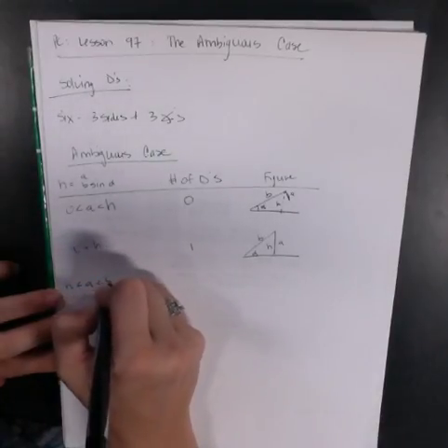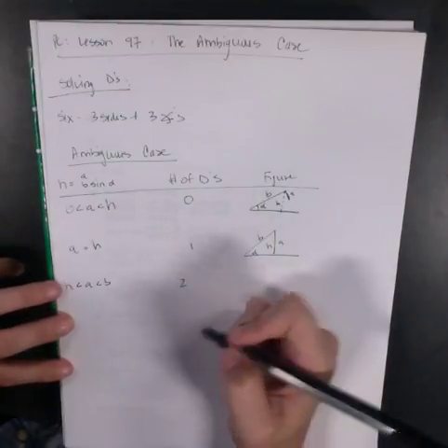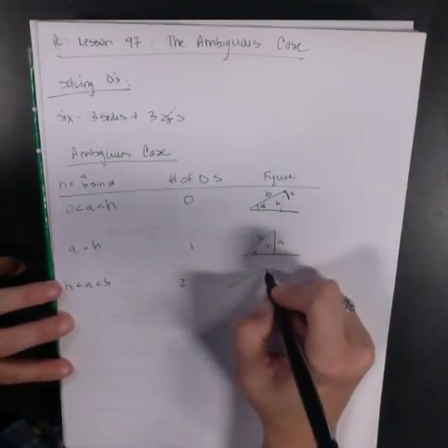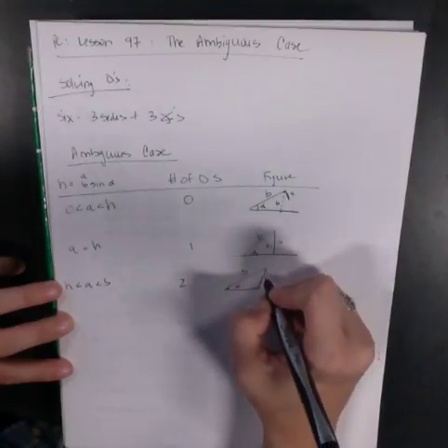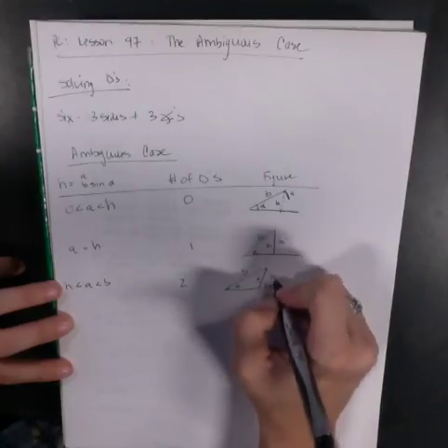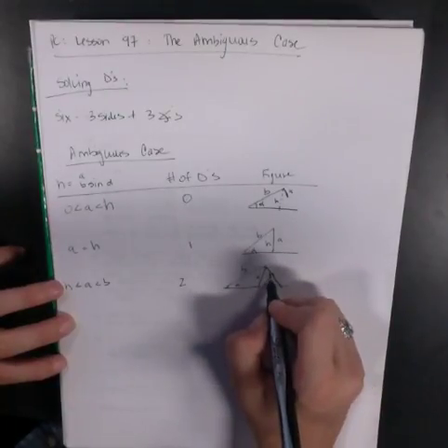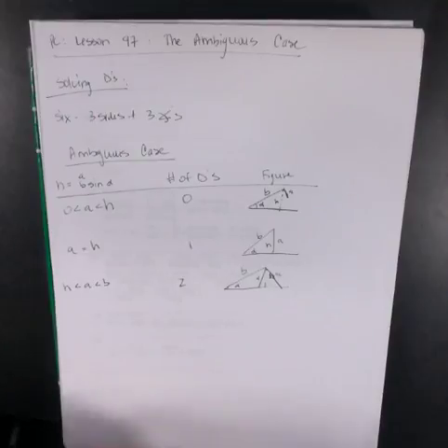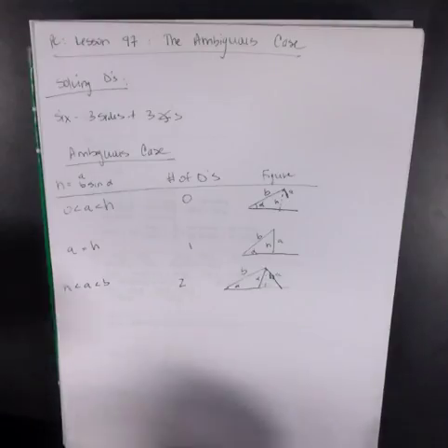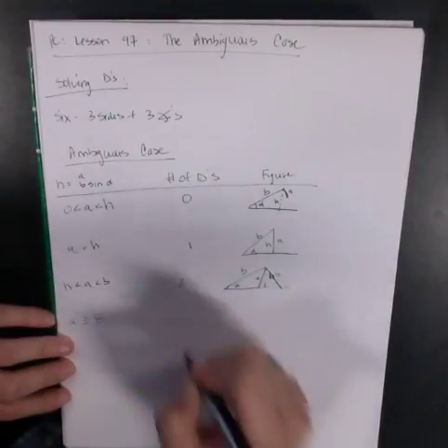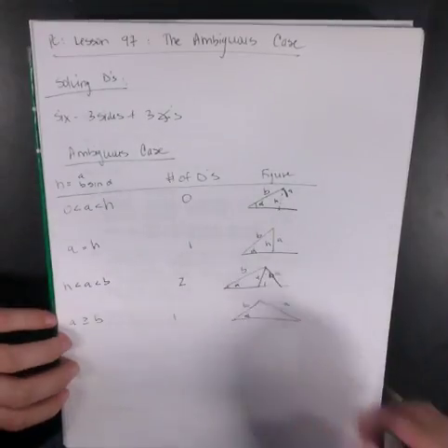And if h is in between b and a, we have 2 different triangles. Okay, it could look like this, where this is a, right? This is my h. Or it could also be here. This is a. That's the ambiguous case. Okay, and if a is greater than or equal to b, we have one triangle like this.